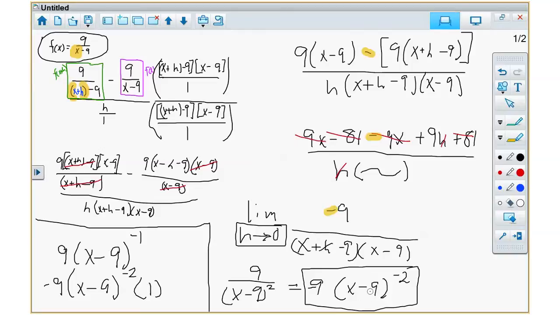So, let's count the steps. 1, 2, 3, 4, 5, 6, 7. 1, 2.